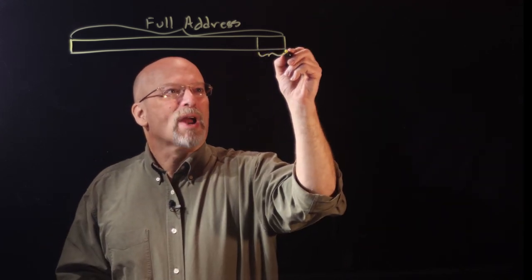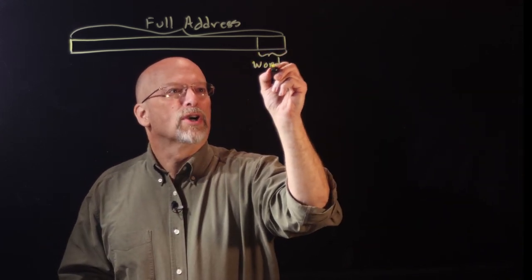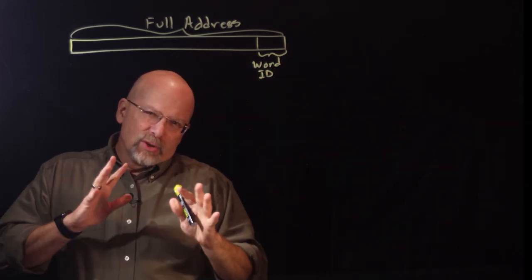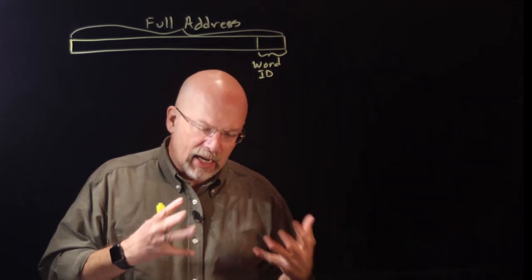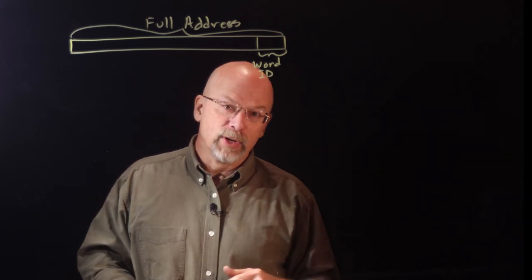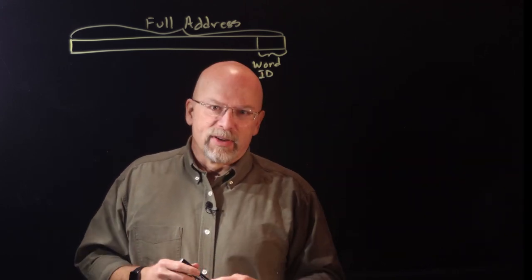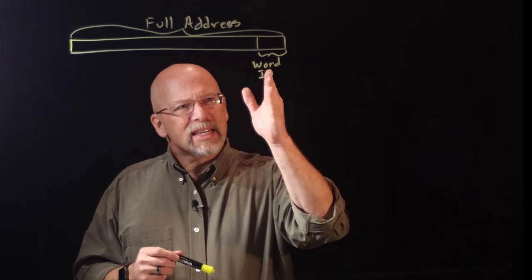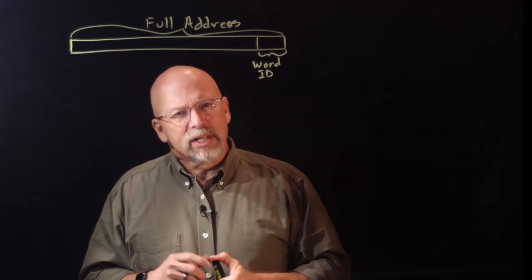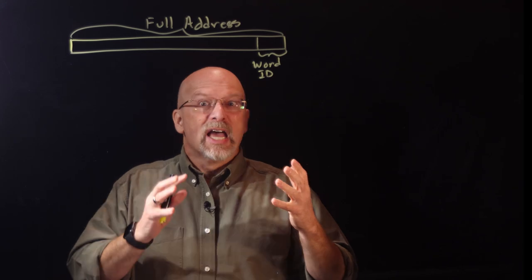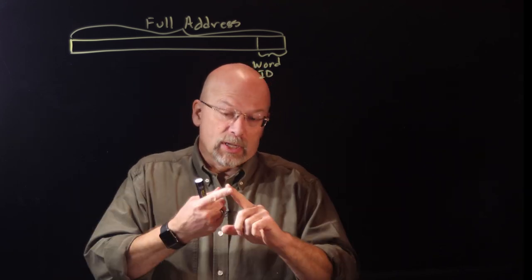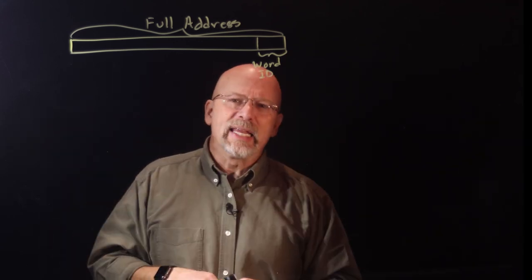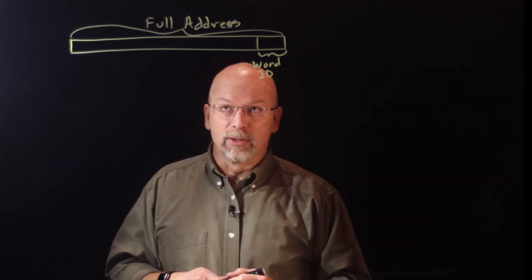Now, these bits right here, we're going to call the word ID bits. Now, the term word gets used in a couple of different ways when it comes to computing. Word, for a lot of us, meant 16 bits, 2 bytes, all right? But in this case, when we say a word, we're talking about an element of memory, whether it's data or an instruction. It is what we're reading from that memory location.